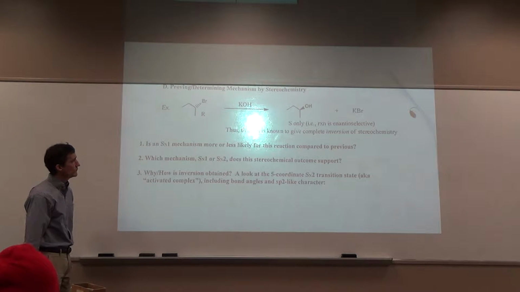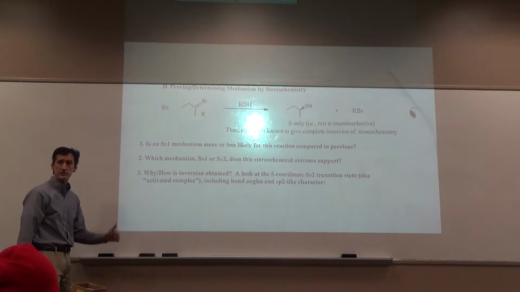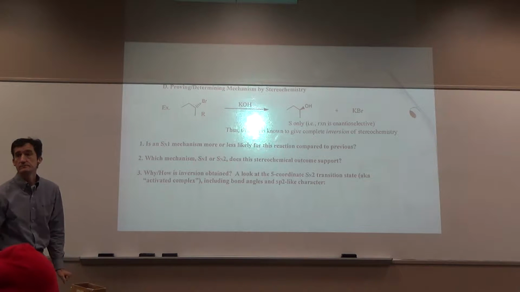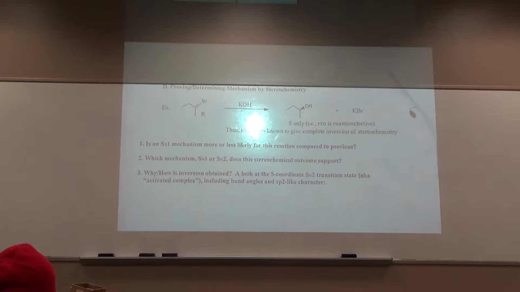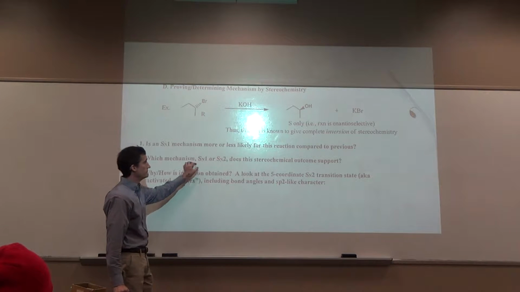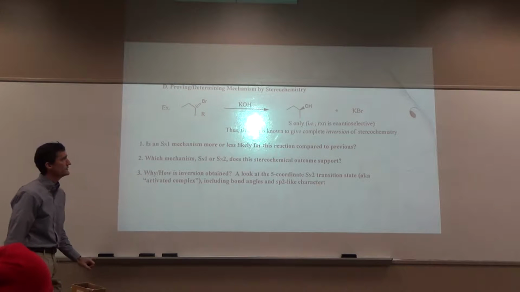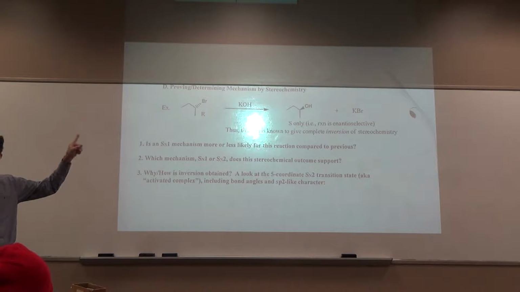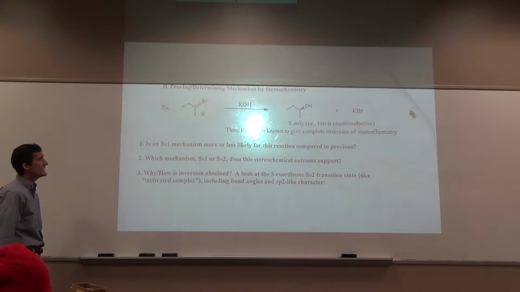Is an SN1 mechanism more or less likely for this reaction compared to the previous one? SN1 is less likely? Why is it less likely? Because SN2 involves both, so it's going to be backside of that. The question could be a little bit misleading. You're telling me what the mechanism is, okay? But could an SN1 occur? I'm not saying this is SN1. Is it more or less likely?